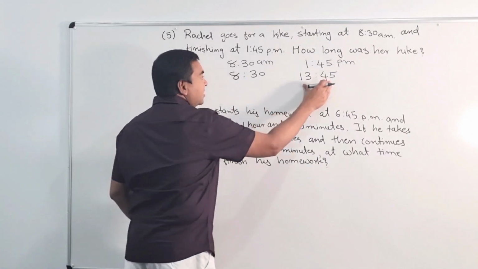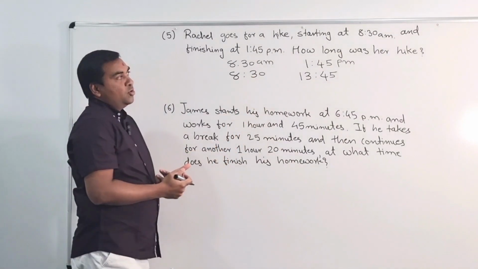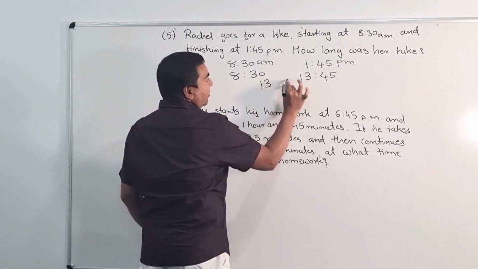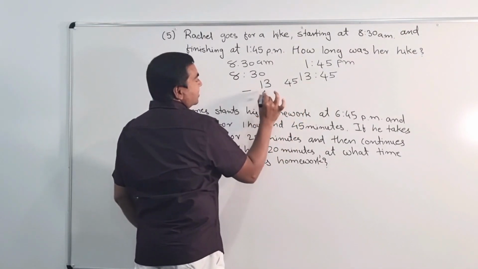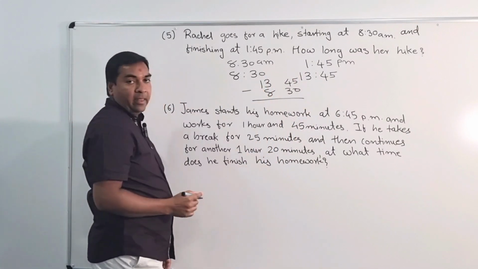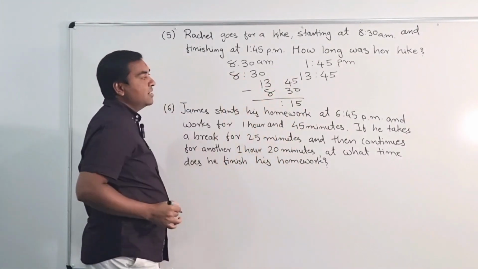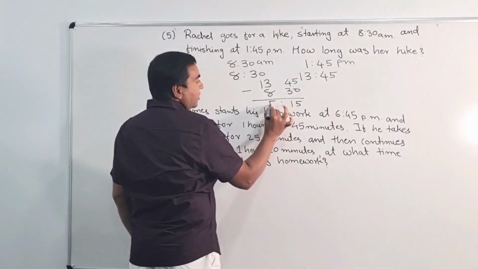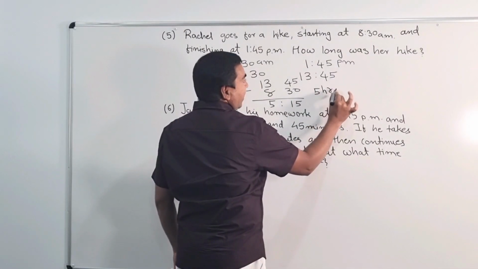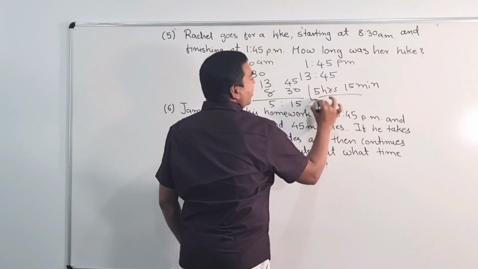Now they both are in 24-hour clock, and taking the difference is going to be really, really easy. That's the finishing time, that's the starting time. So finishing time minus starting time is going to be the hiking time, yeah? So I can put down 13 hours and 45 minutes minus 8 hours and 30 minutes. Now 45 minus 30 is 15, and 13 minus 8 is 5. So 5 hours and 15 minutes is the hiking time for Rachel, and that's our answer.